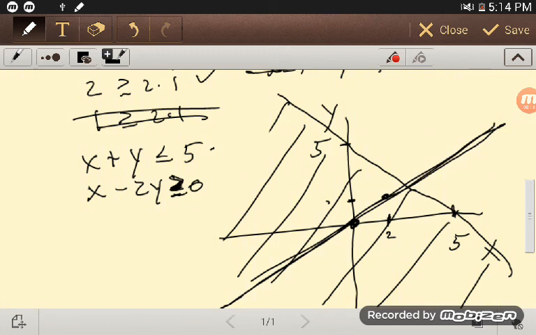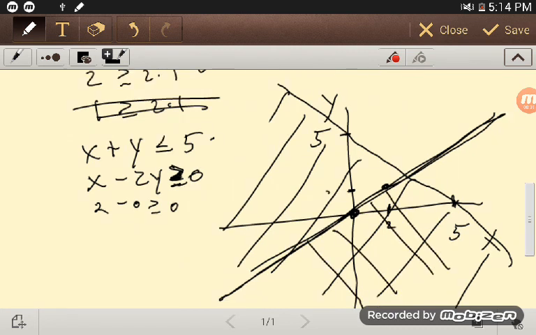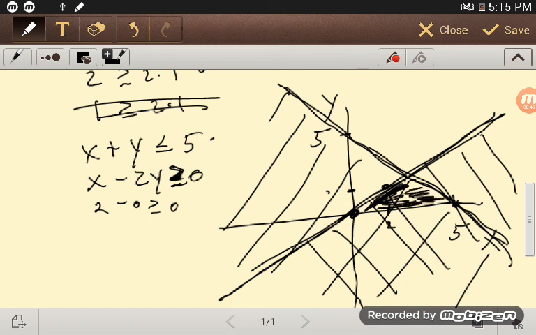Now, which side of that do we need? Well, again, I could check if x is equal to 2 and y is equal to 0, does that work? I get 2 minus 0 is indeed greater than or equal to 0. So here we want this side. And so as we look at the combination of the two, what we see is actually this triangle is what we want. Now, why just the triangle? Actually, you could keep going and do all of this that was shaded by both.